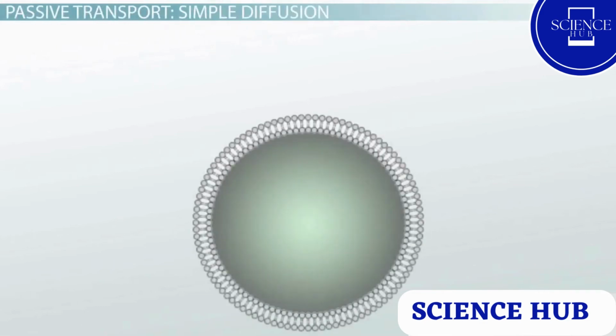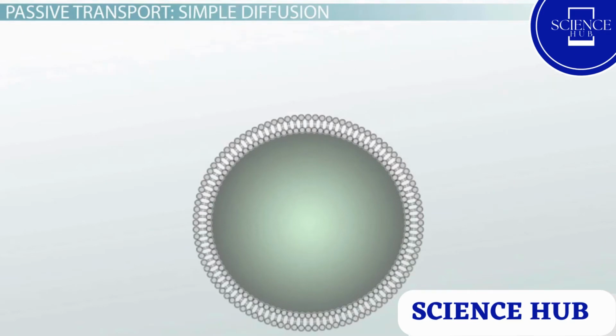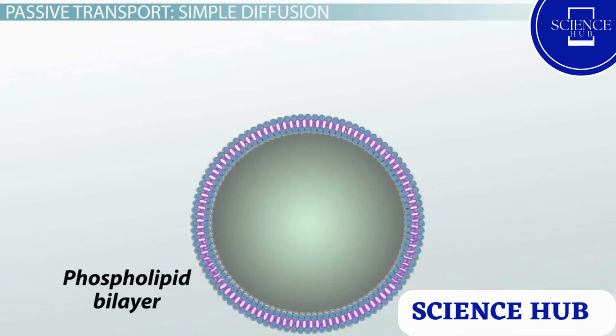Diffusion across the cell membrane is a type of passive transport, or transport across the cell membrane that does not require energy. Remember that the cell membrane is a phospholipid bilayer. Although the inside and the outside of a cell are both water-based, there is a hydrophobic region in the middle, and this is an important barrier to anything large, charged, or hydrophilic.